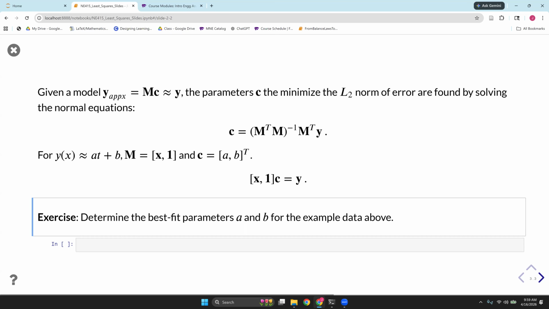So let's set up these arrays and matrices and see if we can find the best fit parameters A and B. The very first thing that I want to do is make that matrix M. So I will do it as np.array. Actually, let's take a look at it like this. So I take np.array.